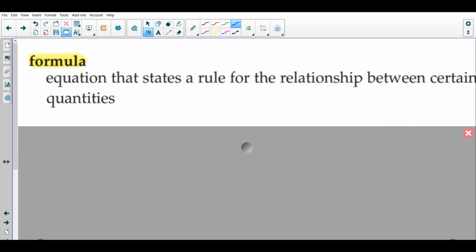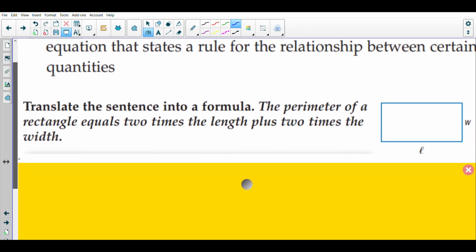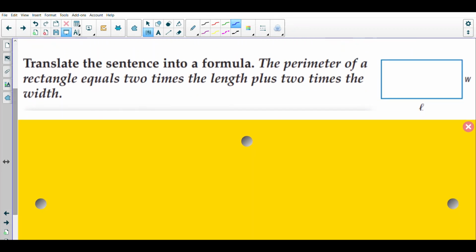Now, a formula is an equation that states a rule for the relationship between certain quantities. So we're given specific quantities. Now, it can be 2 quantities, it can be 3. It's a formula that says this is related to this and this produces this. Okay, so translate the sentence into a formula.